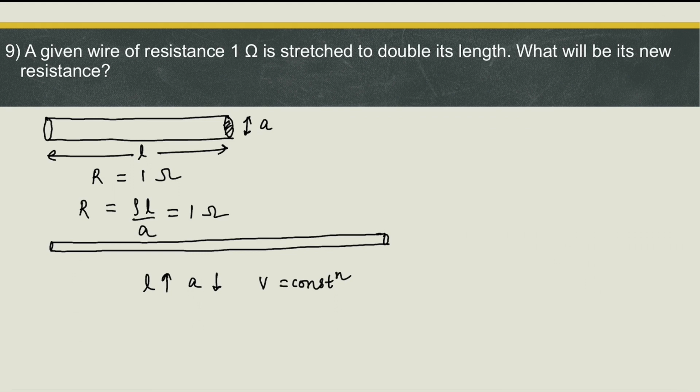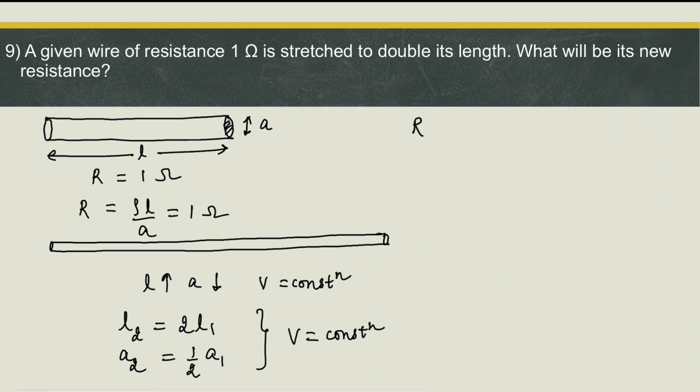So if the new length becomes double the original length, the new area A2 must be half of the original area. Then only we can say that the volume of this particular wire remains constant. Because if we are stretching, we are changing the length by stretching it, not by adding some, not by connecting another wire with it. Alright, so volume must remain constant. So for that, if length increases, area will decrease by the same factor.